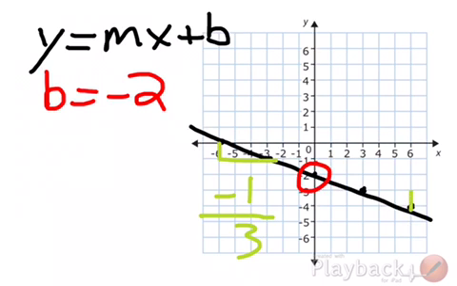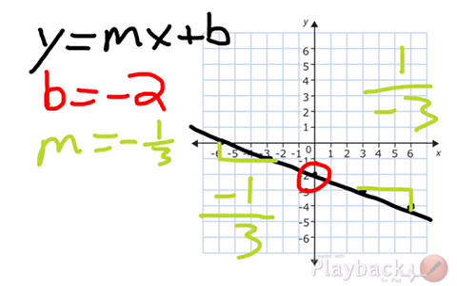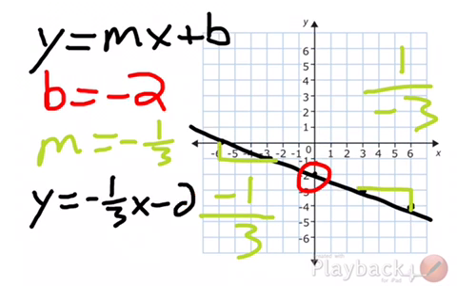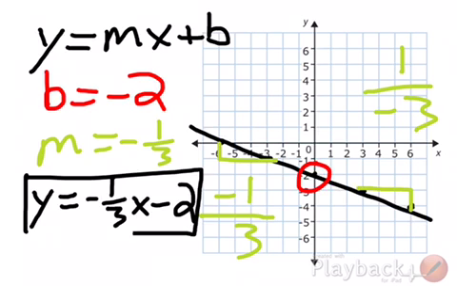If you went in a different direction, if I rose 1 and ran a negative 3, remember that's the same exact fraction. A positive divided by a negative is the same thing as a negative divided by a positive. So either way you look at it, you have a negative 1 over 3 for our slope. And now we put those together to make our equation. Y equals negative 1 over 3x minus 2. Finished equation.